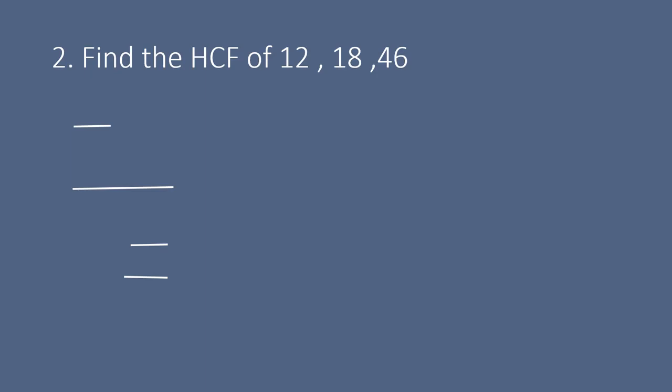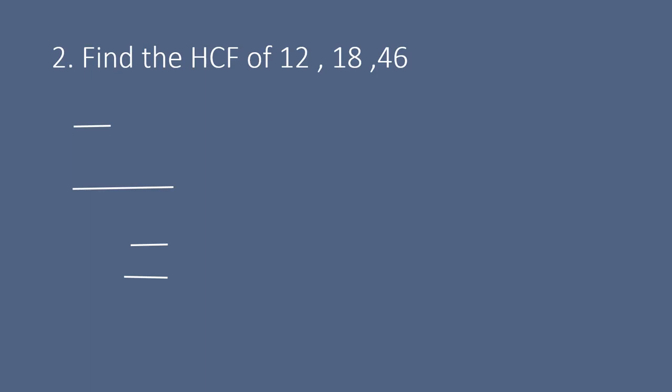After that, find the HCF of the third number and the HCF obtained from the first 2 numbers. Now you have to take the third number and the HCF that you get from the first 2 numbers. Okay. The same process you will repeat till all the 3 numbers or 4 numbers are complete. Now see this question.